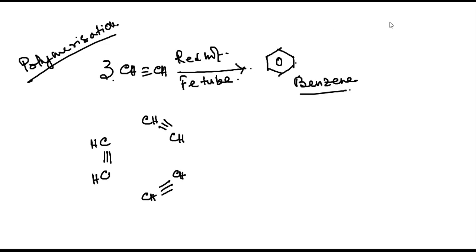Now see the mechanism here. This bond goes here. This will attack here. Bond will go here. This will go here. This will go here. And this will go here. So the structure is becoming like that. Now the structure is becoming like that.